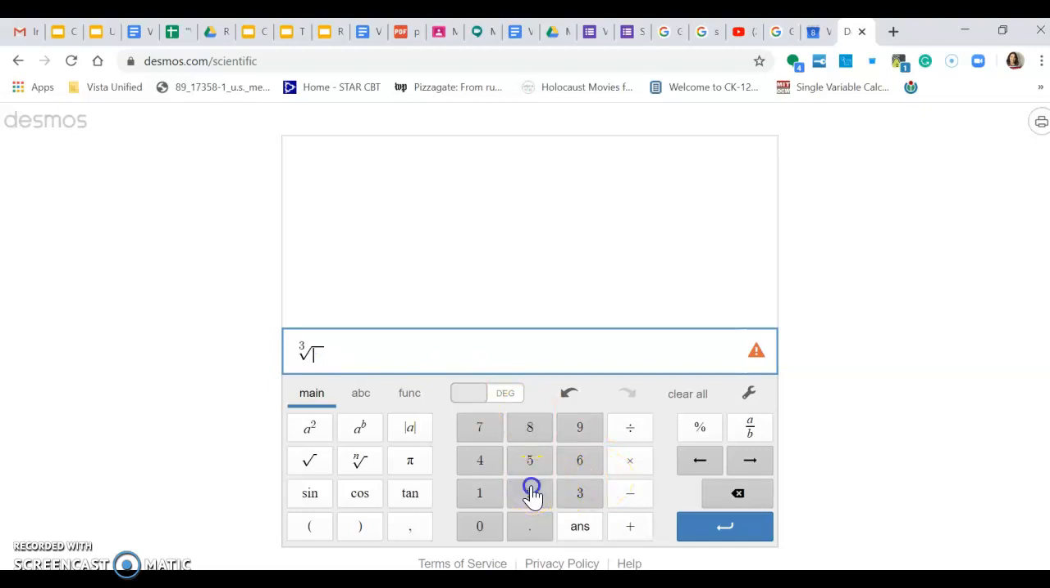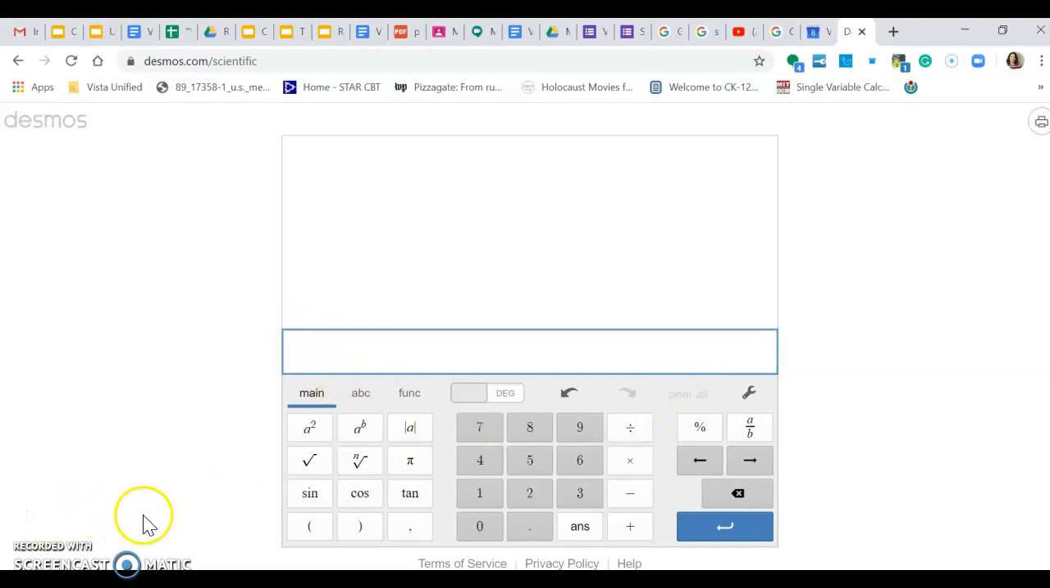A perfect cube, 27 is a perfect cube. 3 times 3 times 3 is 27. So if I'm trying to find a cube root, I would click this sign, put the 3 in there, and put whatever number I'm looking for.